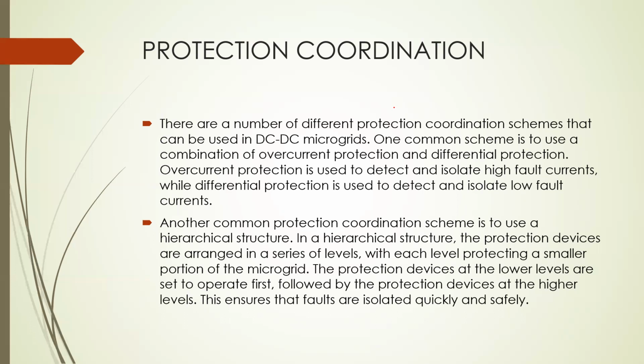In a hierarchical structure, the protection devices are arranged in a series of levels, with each level protecting a smaller portion of the microgrid. The protection devices at the lower levels are set to operate first, followed by the protection devices at the higher levels. This ensures that the faults are isolated quickly and safely.